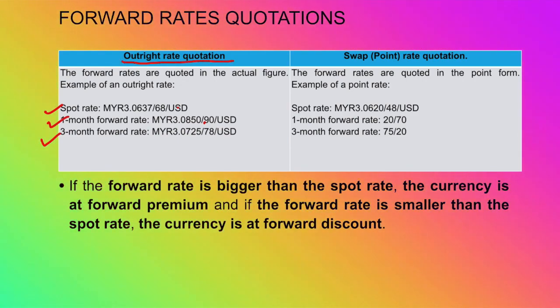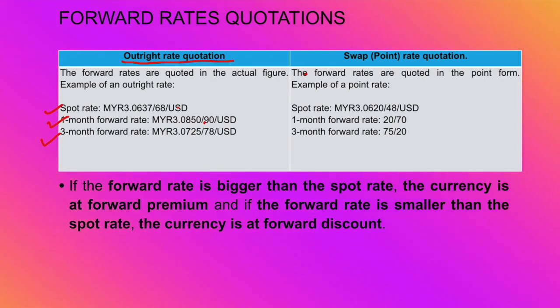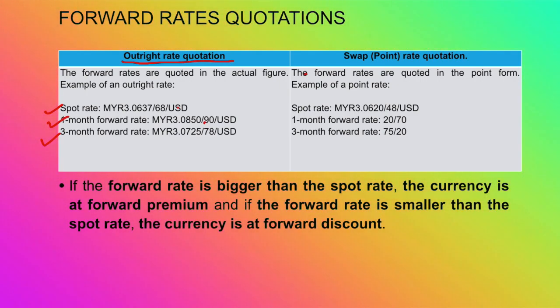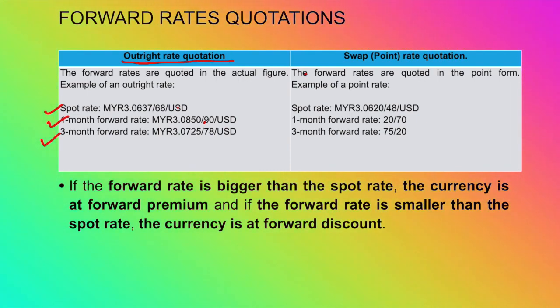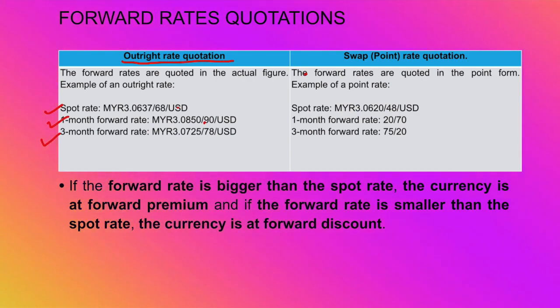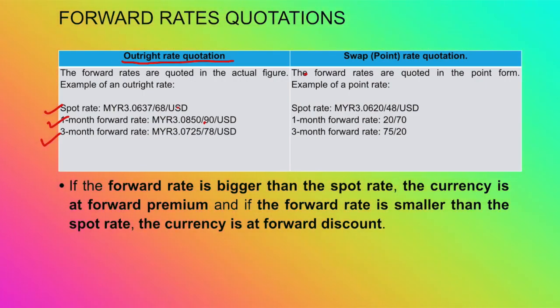For swap rate, the forward rates are quoted in the point form. Example of the point rate is 3.0620/48 US dollar, and 1 month forward rate is 20/70, 3 months forward rate 75/20.